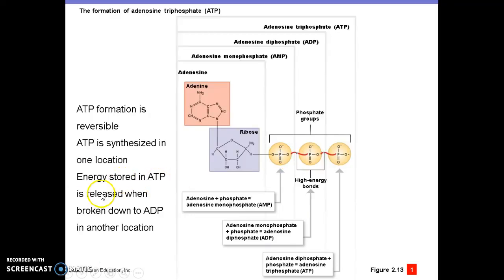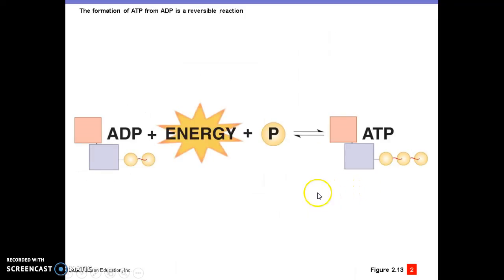So energy stored in ATP is released when the ATP is broken down to ADP somewhere else outside the mitochondria. So in the mitochondria, our nutrients are broken down, releasing energy. That energy is trapped in the ADP molecule right here as it forms ATP.